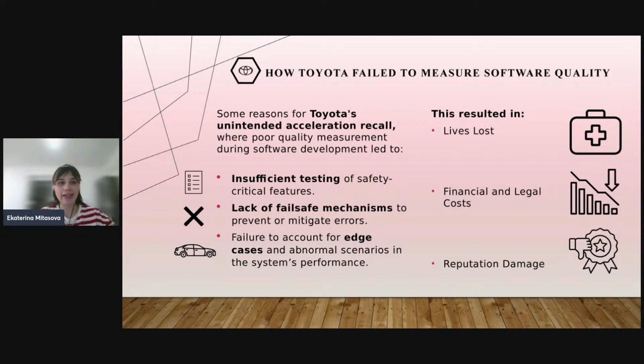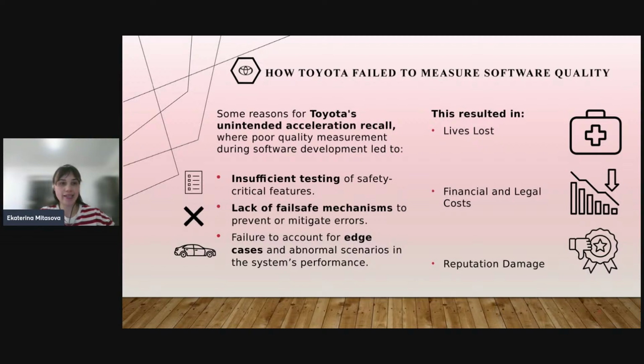So, key QA lessons here. The first one is rigorous testing. Quality measurement must include thorough testing in real-world and edge case scenarios. The second one is about fail-safe mechanisms. Redundancy and safeguards are critical for safety-critical systems. And system-wide QA, cross-functional reviews ensure software works reliably with hardware.